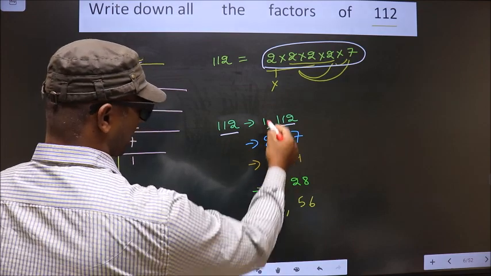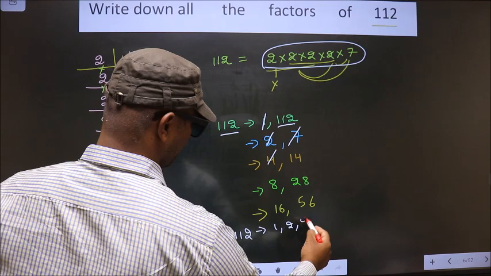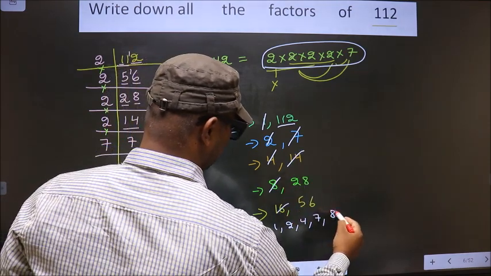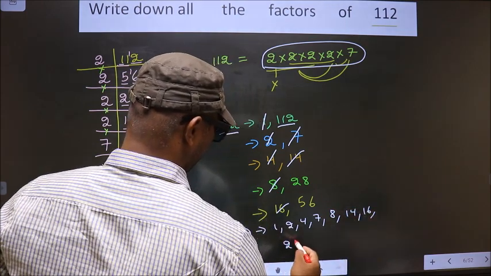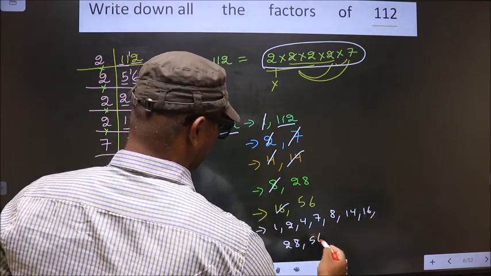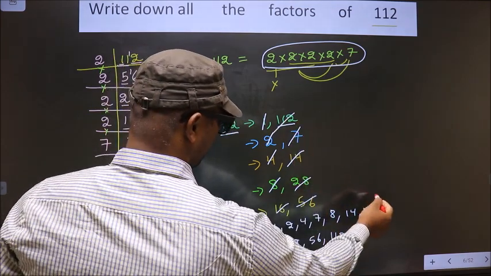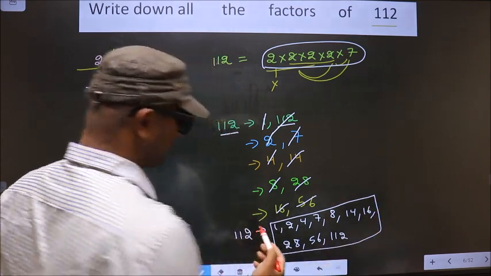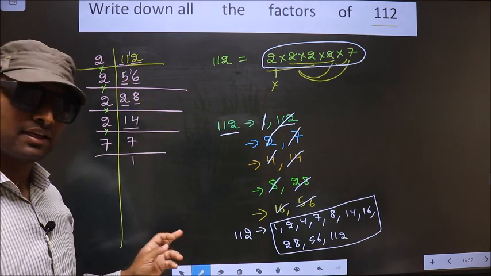That is 1, 2, 4, 7, 8, 14, 16, 28, 56, 112. These are all the factors of 112. Am I clear?